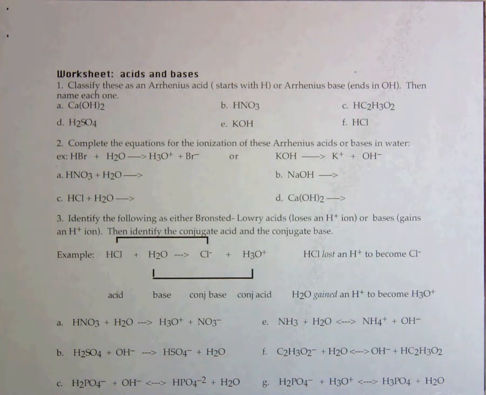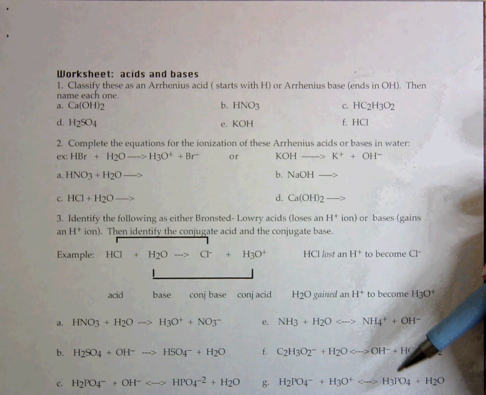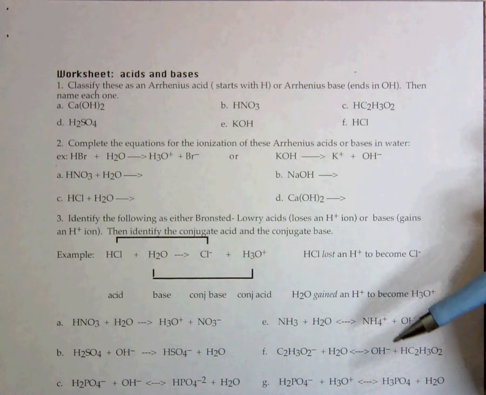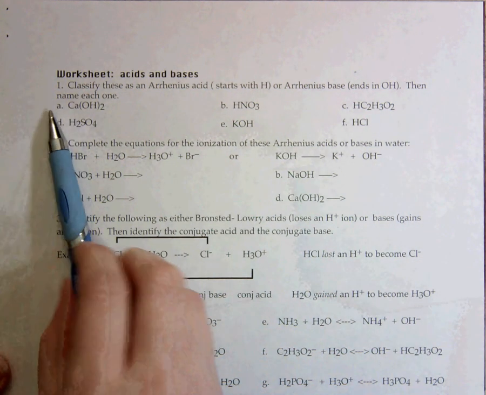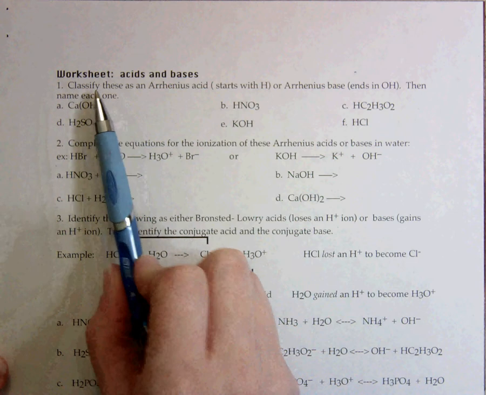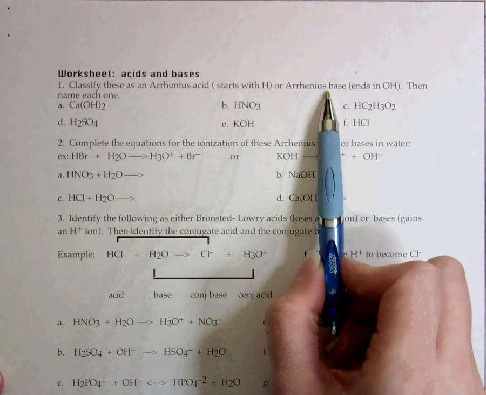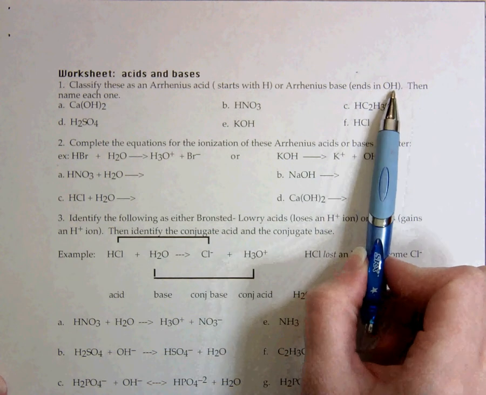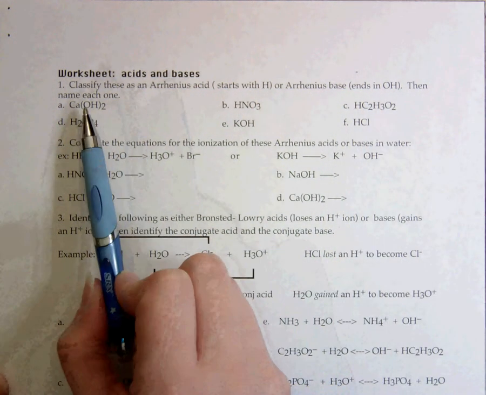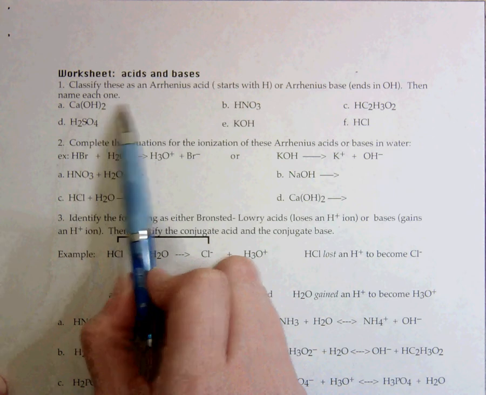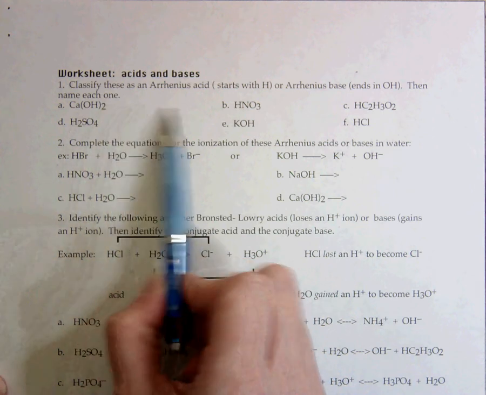Worksheet, acids and bases. There are several parts to this worksheet. I'll take you through each part one by one. In the first part here, all you have to do is classify each one as an acid because it starts with an H, or a base because it ends in OH, and then you name each one. So for each of these, write if it's an acid or a base, and then write the name of it.